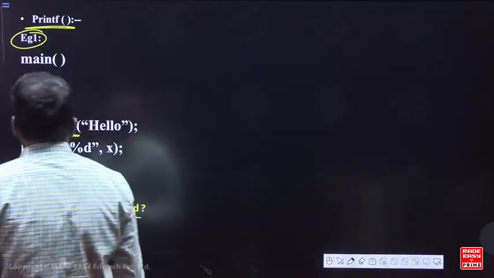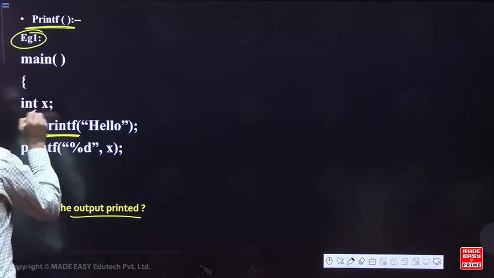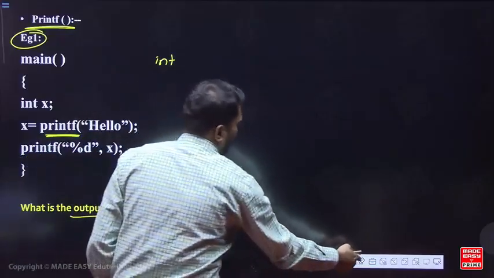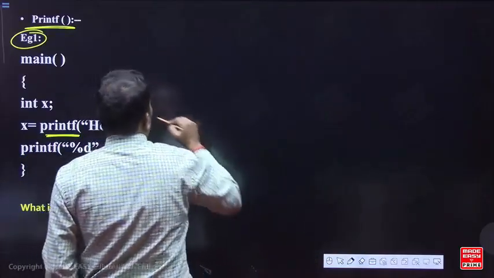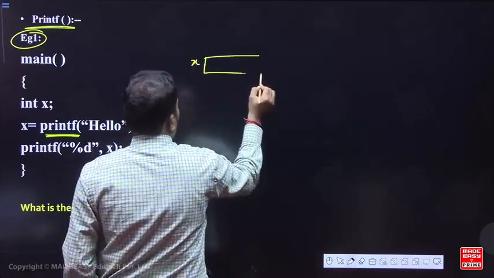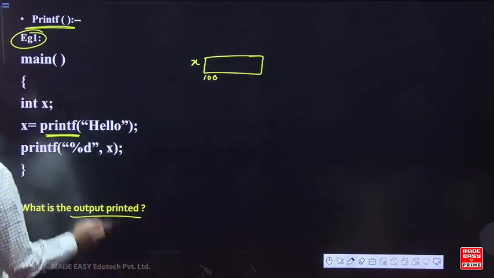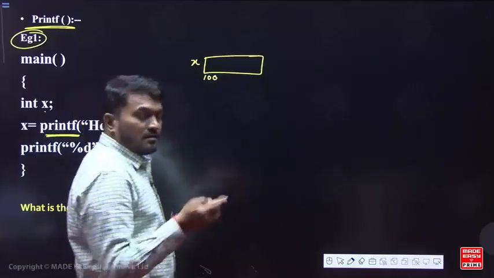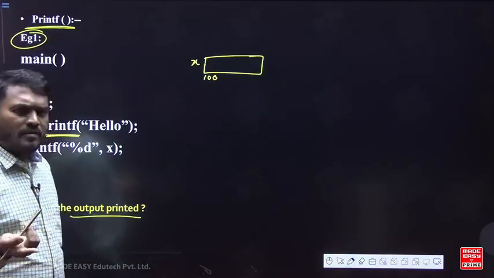So look here. When I say integer x, this is just a local variable. In the main, integer x is a local variable. If the local variable is not initialized, by default it contains what? Garbage value. Please understand here. Let's say it has some address, 100. Example. Integer x is a local variable. If it is not initialized, initialize nahi kiya, then by default it contains some garbage value.